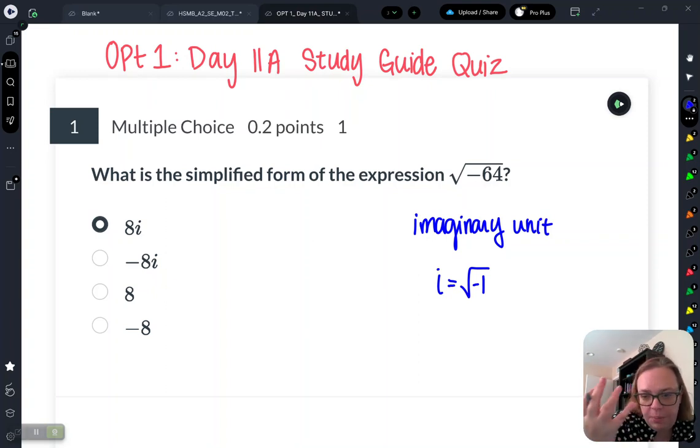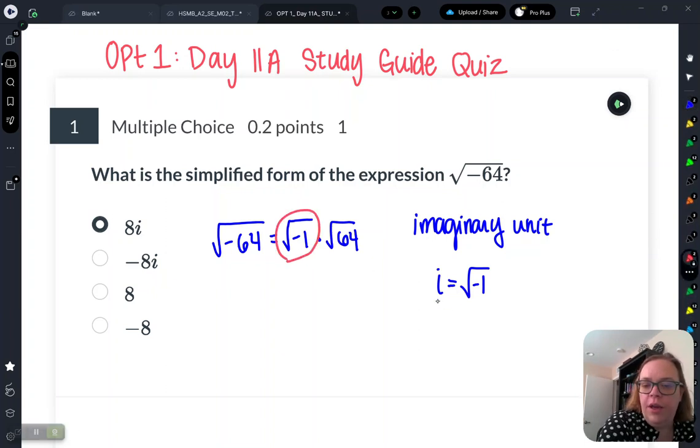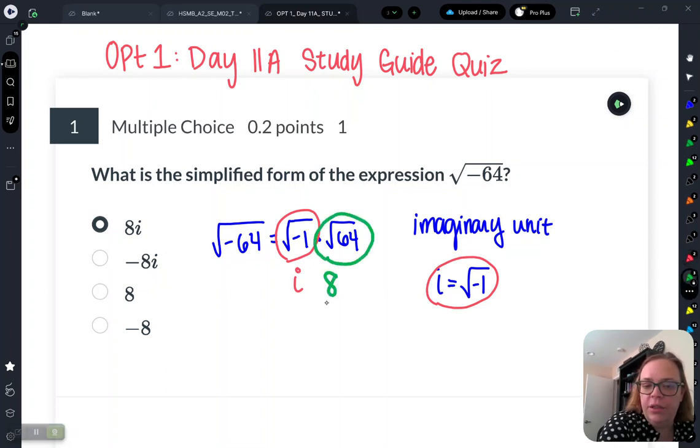So we can basically pull out that negative from the square root of negative 64, and it would look like this. We take the square root of negative 64 and write it as the square root of negative 1 times the square root of 64. The square root of negative 1 is I, so that turns into I. And the square root of 64 is 8, so these are multiplying, but we put the 8 in front of the I, and there is our answer, 8I.